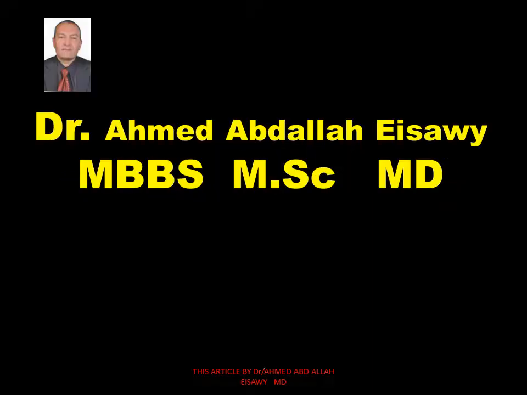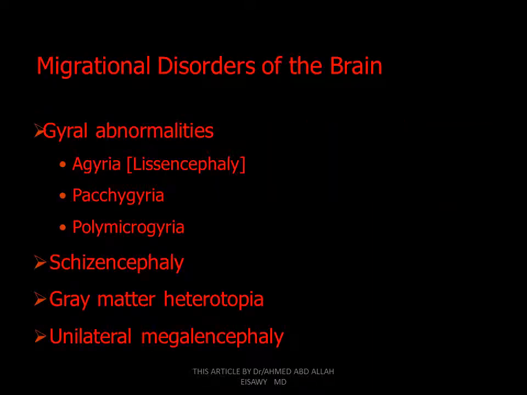Bismillah. We will talk about migrational disorders of the brain: ventricular abnormalities, agyria, pachygyria, polymicrogyria, schizencephaly, gray matter heterotopia, unilateral megalencephaly. And we talk about its manifestation in fetal ultrasound, how to see it in the fetal brain during ultrasound.